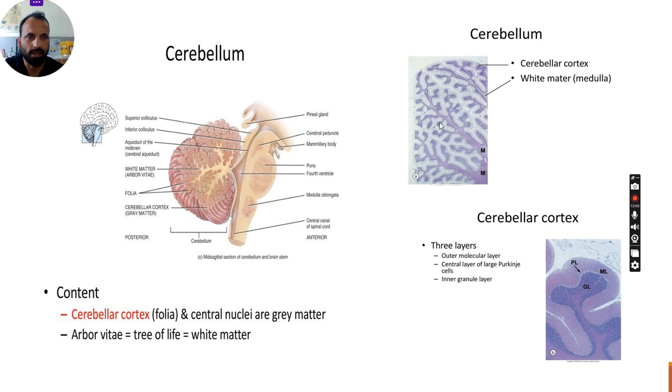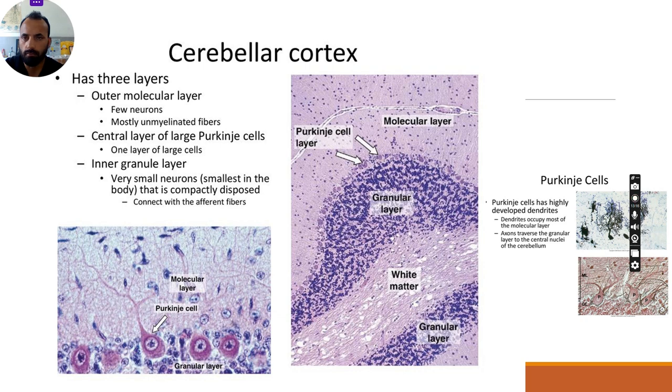Here you can see the H&E stain of the cerebellar cortex, and how the white matter is arranged. Again, in the cerebellar cortex, I told you that the neurons will be arranged in 3 layers: the outer molecular layer, the central layer, and the inner granular layer. So this has 3 layers.